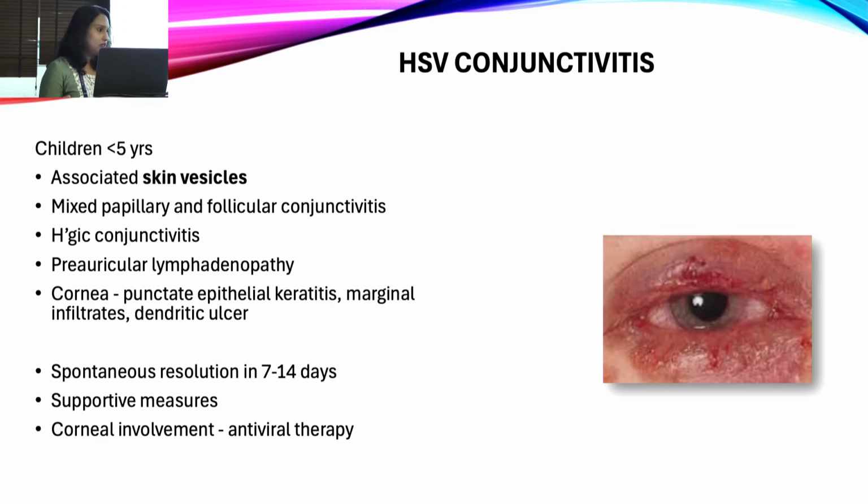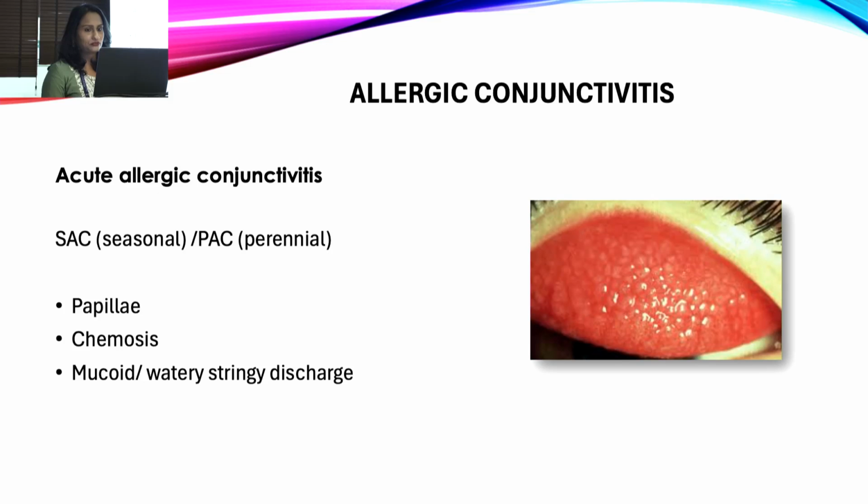Now another one called HSV conjunctivitis, that is herpes simplex virus conjunctivitis. It's usually seen in children. It is usually associated with these vesicular skin lesions around the eye. That's the pointer towards HSV conjunctivitis, and they will have preauricular lymphadenopathy. It usually resolves spontaneously. We give supportive measures. If the cornea is involved, we have to give antiviral therapy.